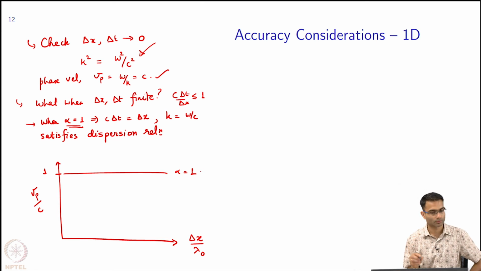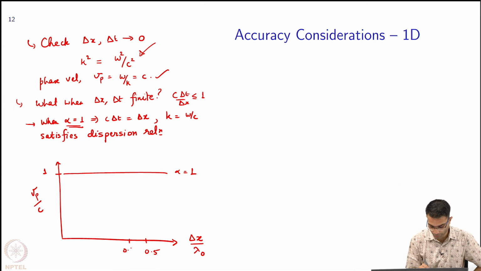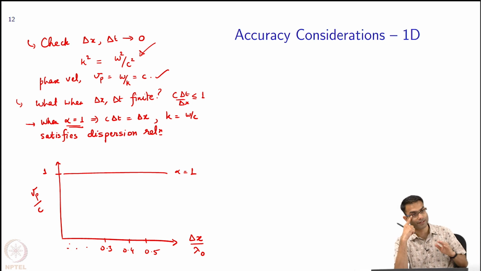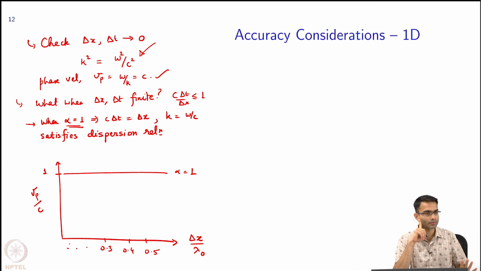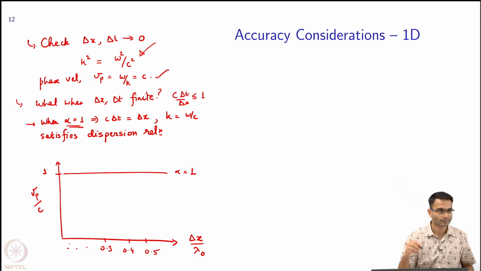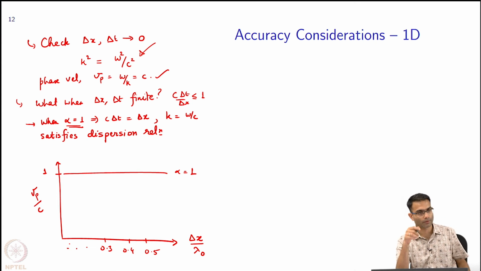Alpha is equal to 1. I can have different values over here, let us say 0.5, 0.4, 0.3 and so on. The discretization is getting finer and finer as I approach the origin. Is everyone convinced about this? The normalization is by lambda naught, that is the wavelength of the electromagnetic wave. Whatever omega, convert that to wavelength.